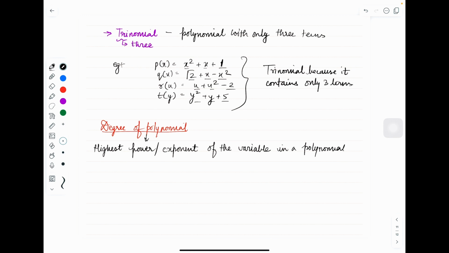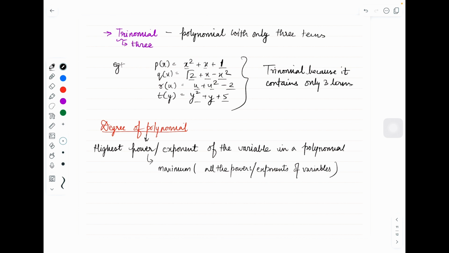Degree of the polynomial is the highest power or exponent of the variable in a polynomial. It means it is the maximum of all the powers or exponents of variables. What is this maximum? All the exponents you combine.